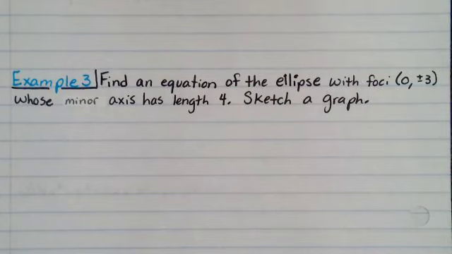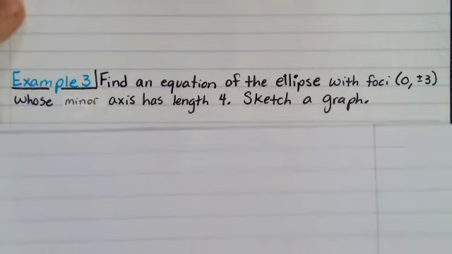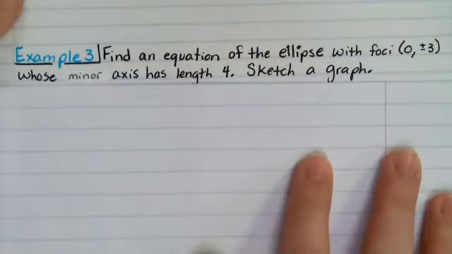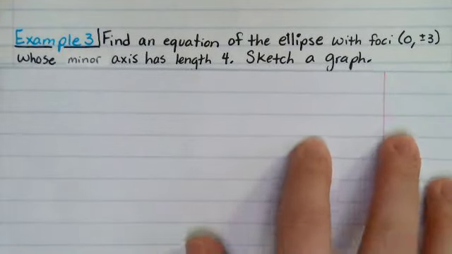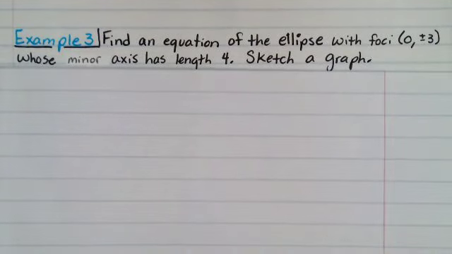Okay, so number 3 says find an equation of an ellipse with foci at 0 plus or minus 3. They said the minor axis has a length of 4 and sketch a graph. So I'm going to get the equation first, and then we'll sketch a graph of that.